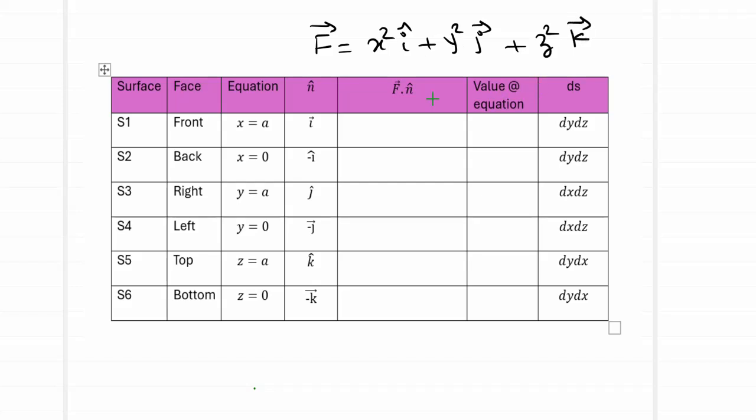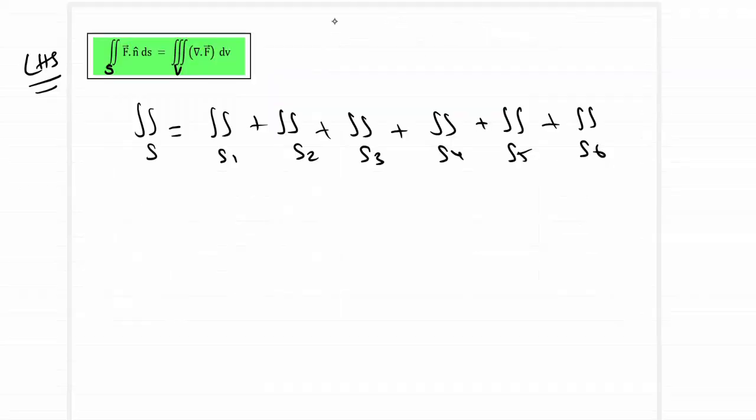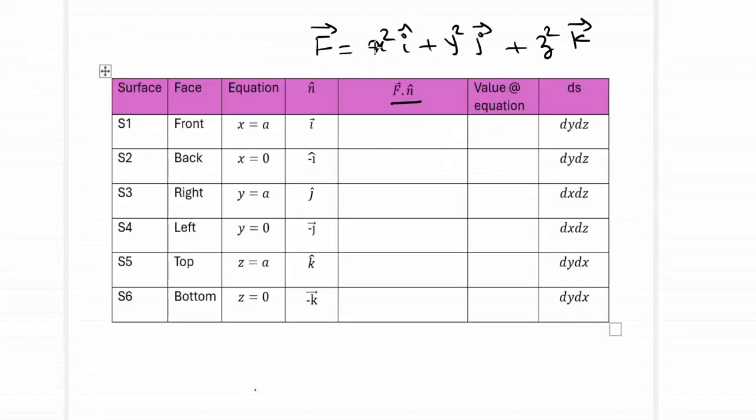Why do I need to write it? Because over here, the integration has to be carried out with respect to f dot n cap ds, so I need to multiply this f vector with my n cap vector. So what happens in this case? I dot i will be equal to 1. What will be i dot j and i dot k? They will become 0. So the value of f dot n cap will be merely x square. Now what is the equation? X equal to a. When I substitute x equal to a, you will have it as a square.